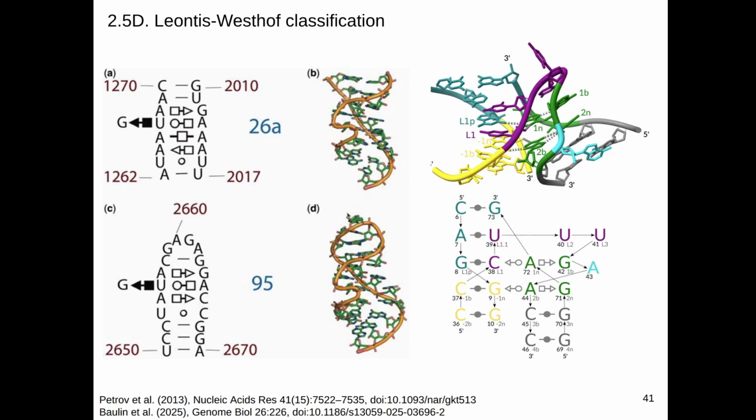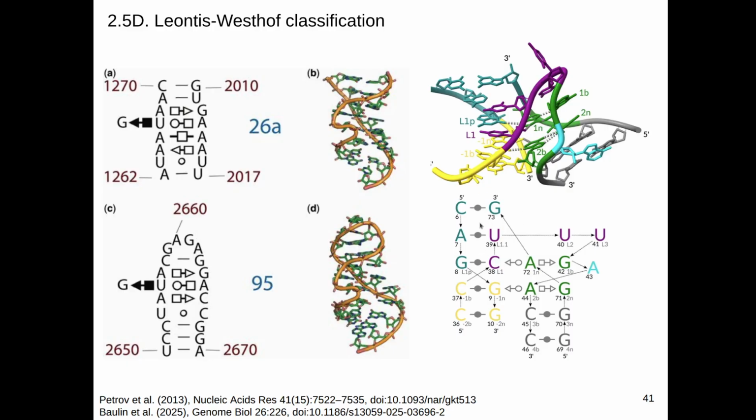This is Sarcin-Ricin loop. So here we have characteristic Hoogsteen sugar AG base pairs, or Hoogsteen AA base pair here. And these diagrams help us to compare the structures with each other, and this is exactly why it's attributed to 2.5D. So it's still a secondary structure diagram, but it includes tertiary base pairs. Or this is a diagram of this kink-turn motif.